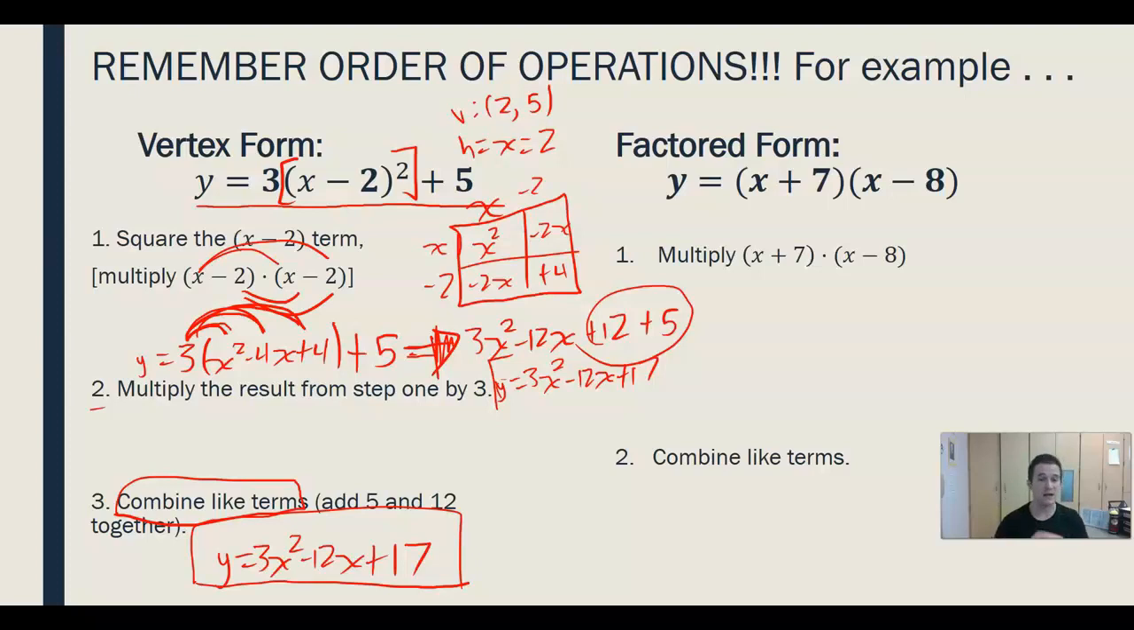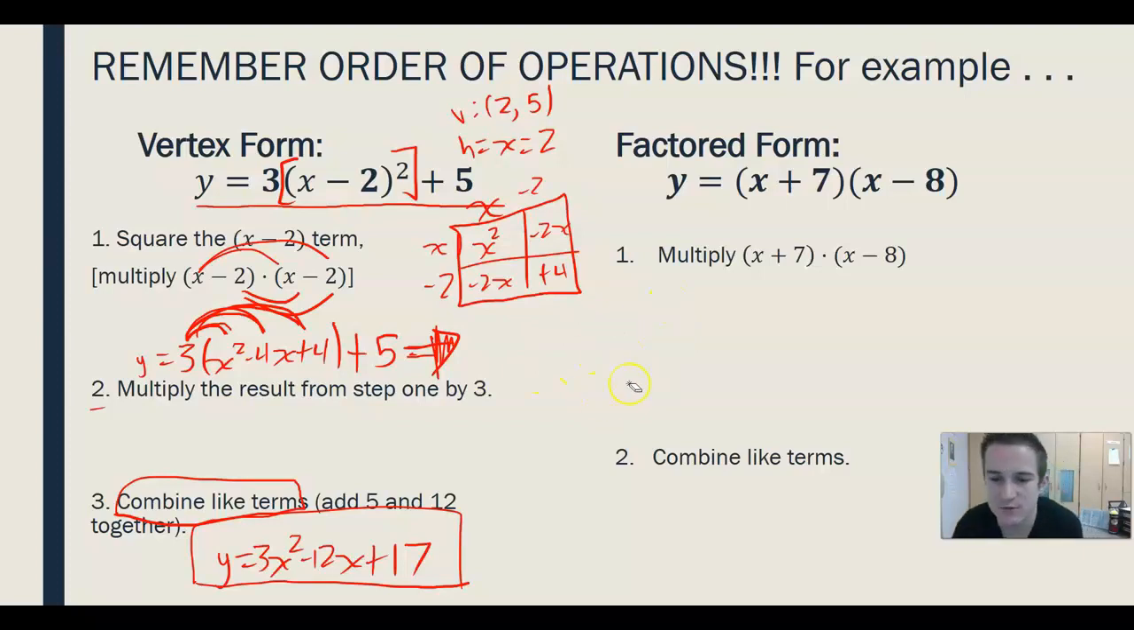Now from this form, I could convert it back to vertex form if I wanted to. I could potentially convert it into factored form, etc. Okay, what if I have a quadratic that's in factored form? How would I convert that to standard form?